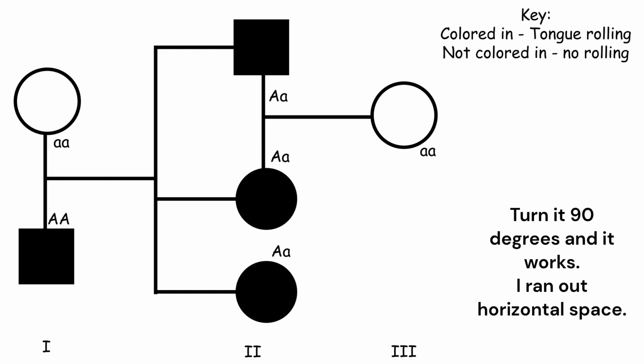Autosomal dominant traits are different. There are no carriers for dominant traits. If you have a dominant allele in your genome, it does not matter if you are heterozygous or homozygous, you will have the dominant trait.